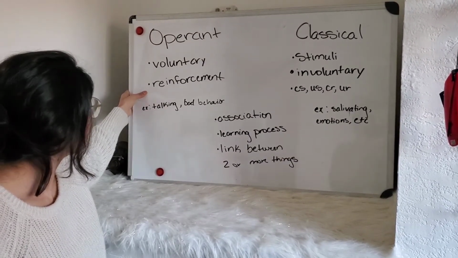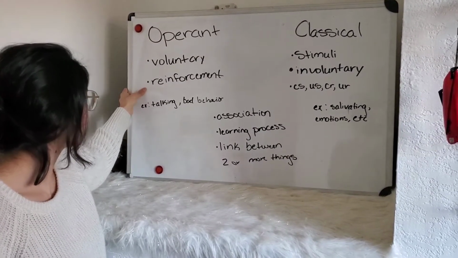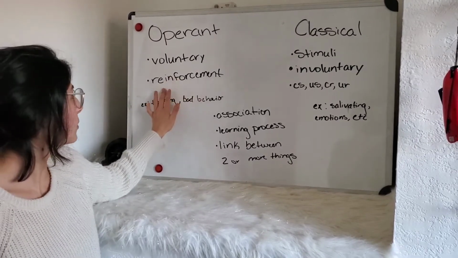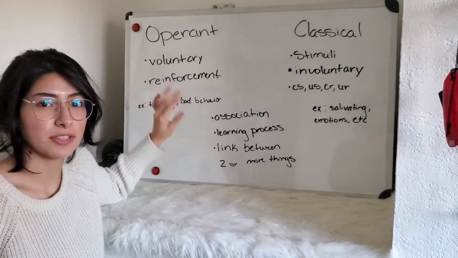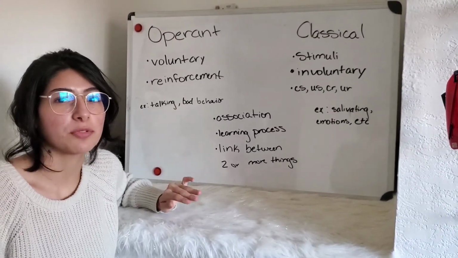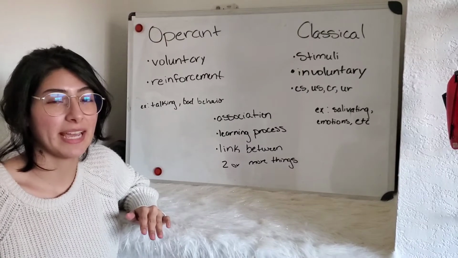Operant conditioning is basically when behavior is reinforced with either negative reinforcement or positive reinforcement. No matter what, the behavior is going to be amplified.